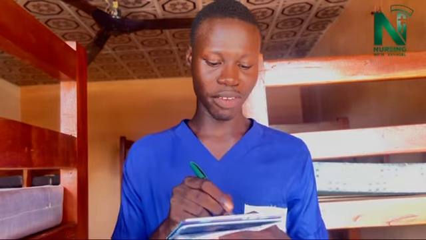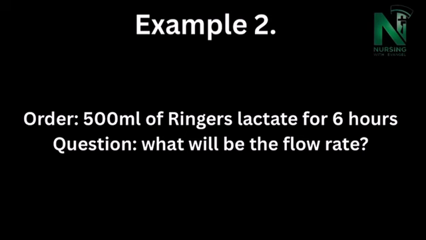So the second question says you have to administer 500 ml of Ringer's lactate for 6 hours. What will be the IV flow rate? Let's go back to our formula as we did in the first question. We agreed that the formula to calculate IV flow rate is the amount of solution in ml divided by the number of hours that the solution is to run for.